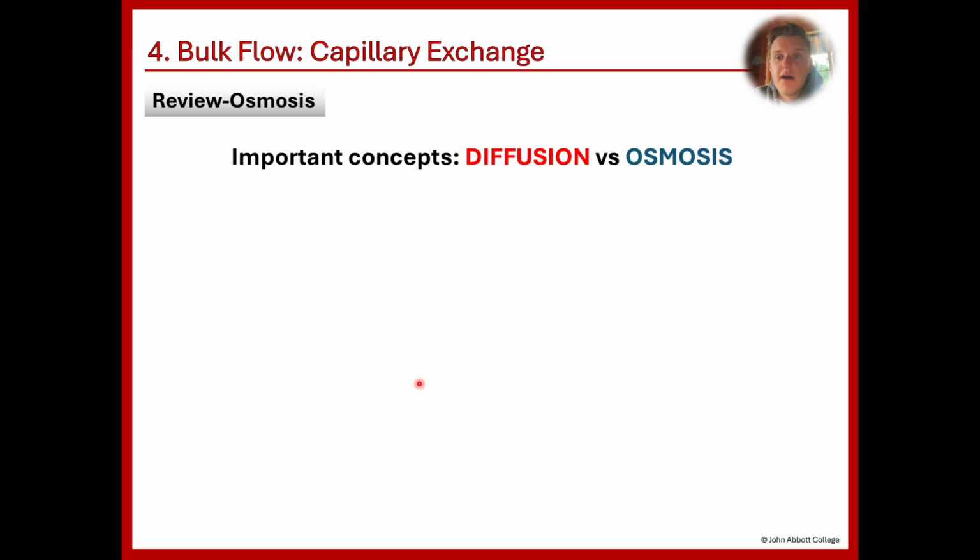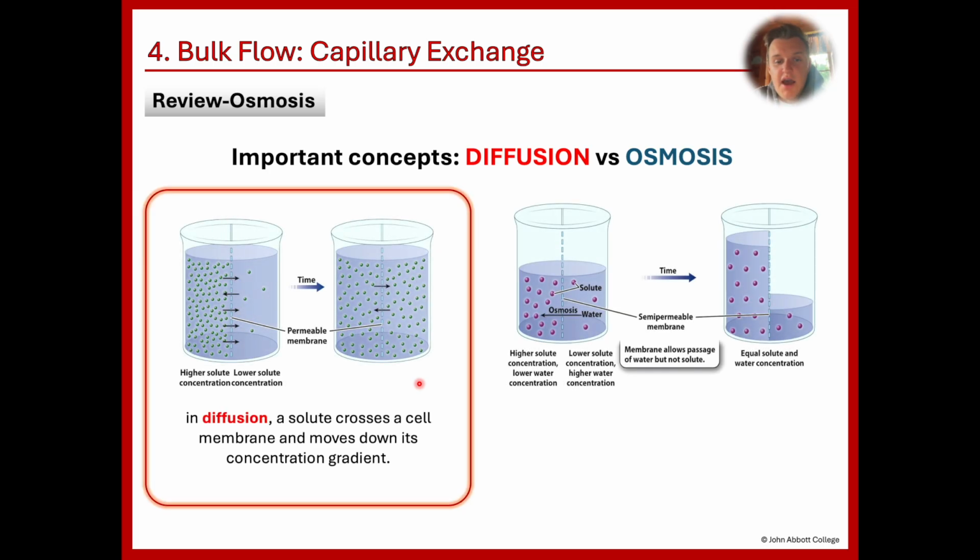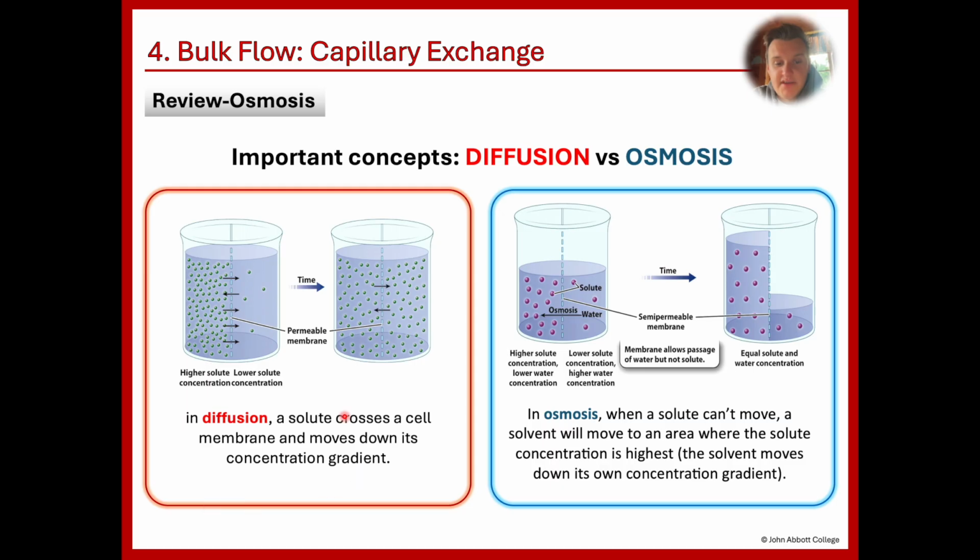I want to review a bit of concepts that are important for us, the concepts of diffusion versus osmosis. So in diffusion, right, when we say something is diffusing, it's because there's a solute that can cross a cell membrane and move down its gradient, right? Over here you see this high concentration and this low concentration, and you see that the molecules do have an ability to pass across this membrane. We say that the membrane is penetrable because these molecules can cross through.